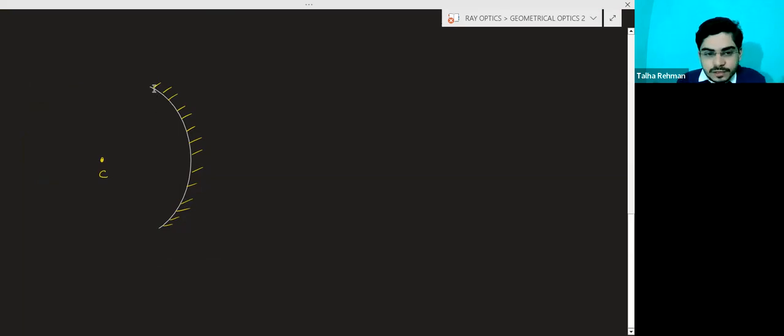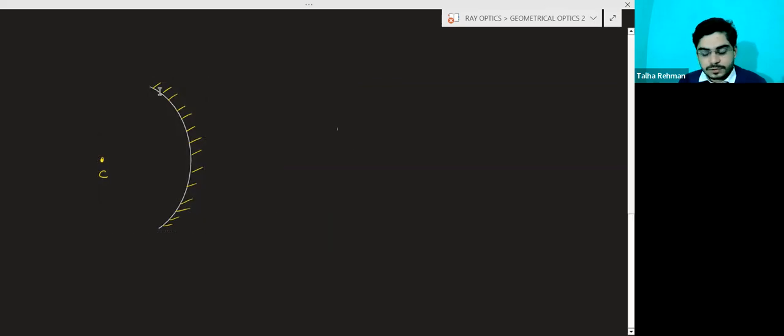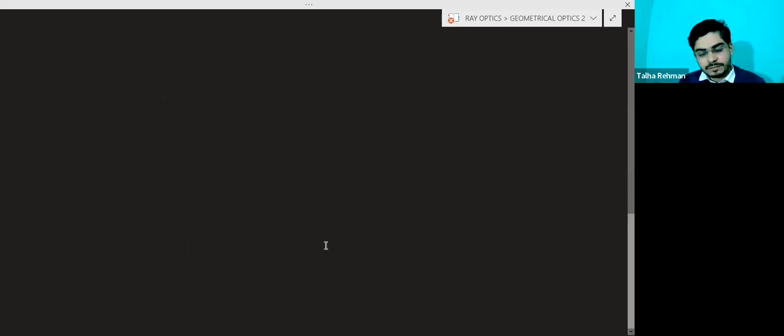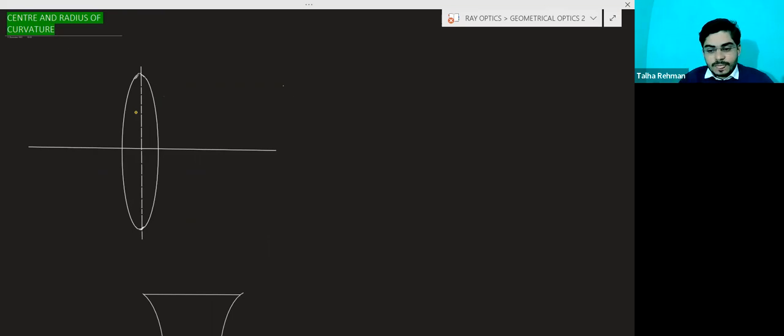In the case of a mirror, there is only one spherical surface. That is why in a mirror, there is only one center of curvature. But in the case of lenses, there are two spherical surfaces. In this lens, what type of lens is this? This is a convex lens.